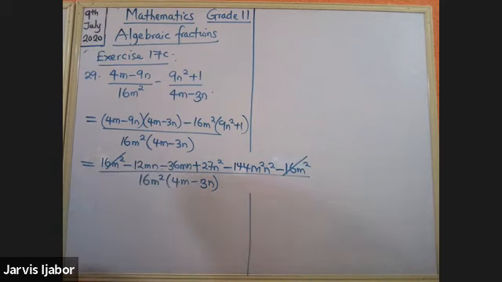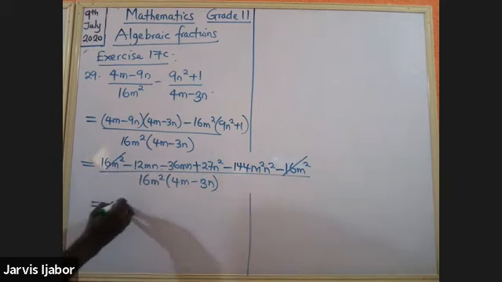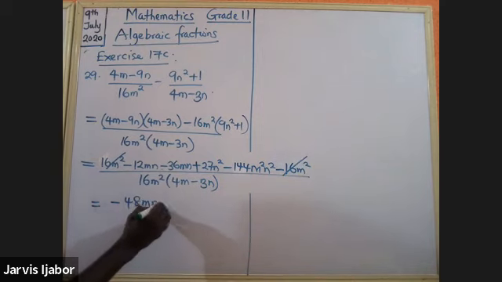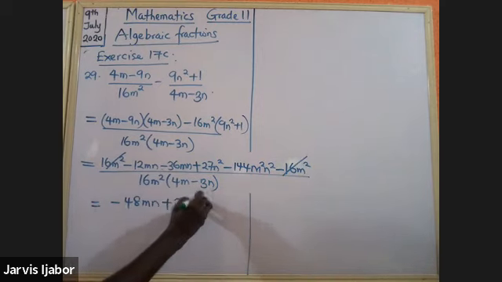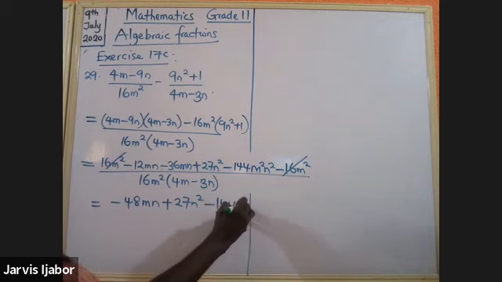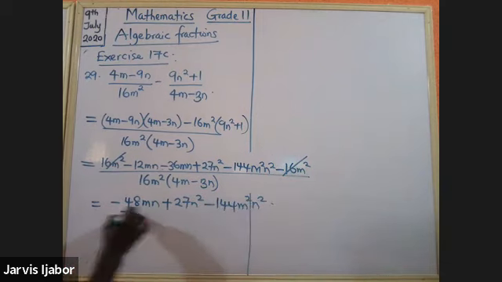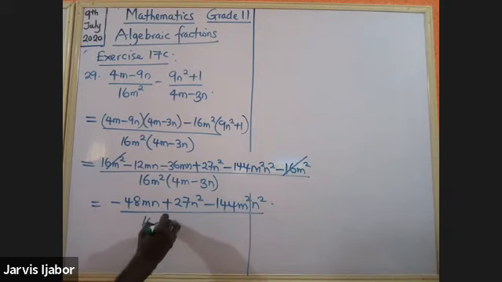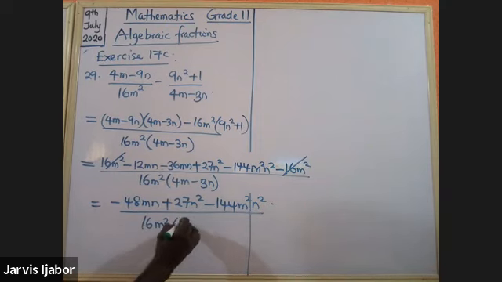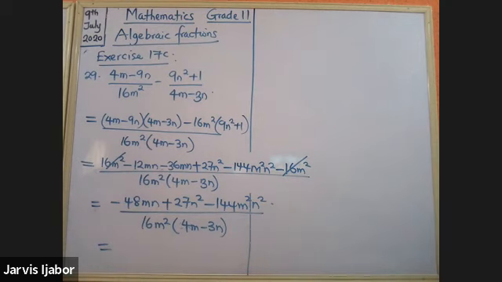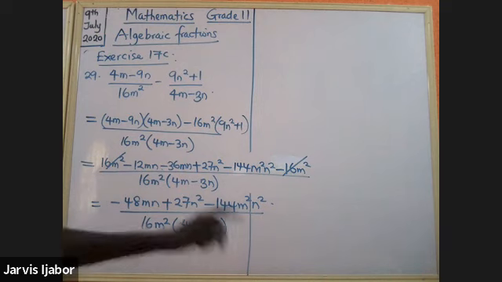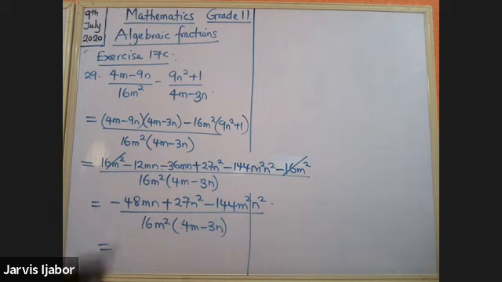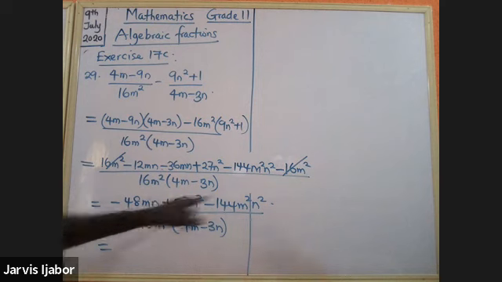Add these two together. So that will give me minus 48mn plus 27n squared minus 144m squared n squared all over 16m squared into 4m minus 3n. Right? So at this level, you discover that n is common to all of them, and also, if you check very carefully too, 3 is common to all of them.